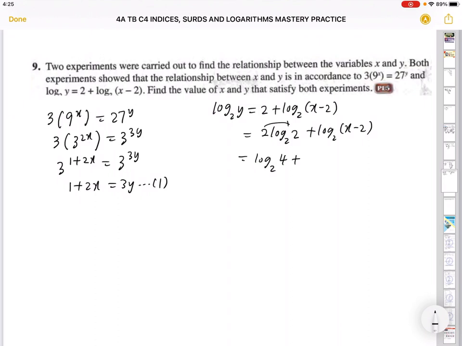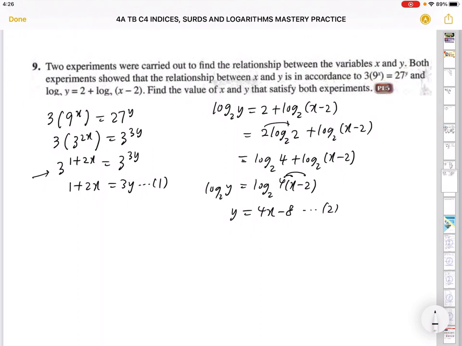This is log 2 of (x minus 2). When you combine them, this is log base 2 of 4(x minus 2). So your log base 2 of y is now this. We can write y as 4x minus 8. Now immediately I just compare the inside. When you have the same logarithm, we can compare the numbers. Likewise, if you have the same base for the index, we can compare the numbers.